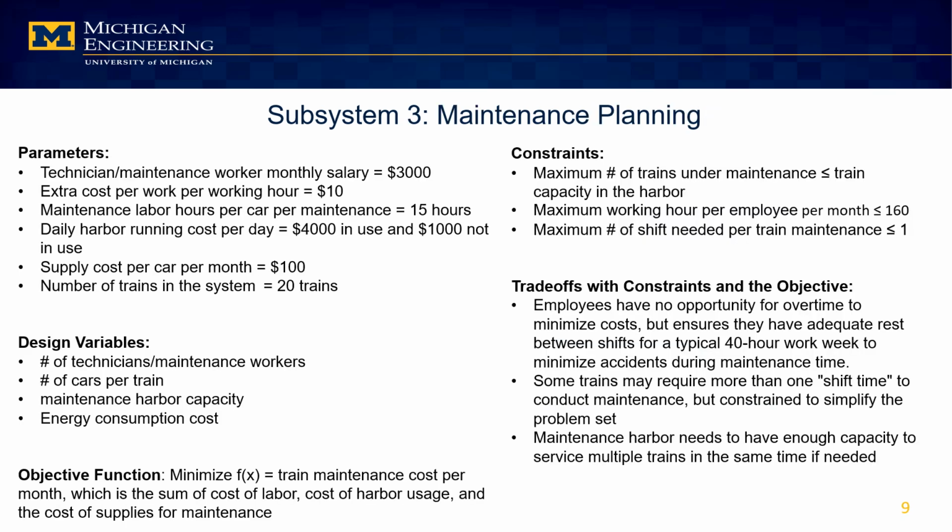The next subsystem is subsystem 3, which focuses on maintenance planning. The objective function is to minimize the train maintenance cost. We have on the slide outlined the parameters and the design variables, of which we have energy consumption cost, which is taken from subsystem 1. The constraints are that the maximum number of trains under maintenance is lower than the capacity in the harbor, the maximum working hours per employee per month is less than 160, and the maximum number of shifts needed per train maintenance is less than 1.